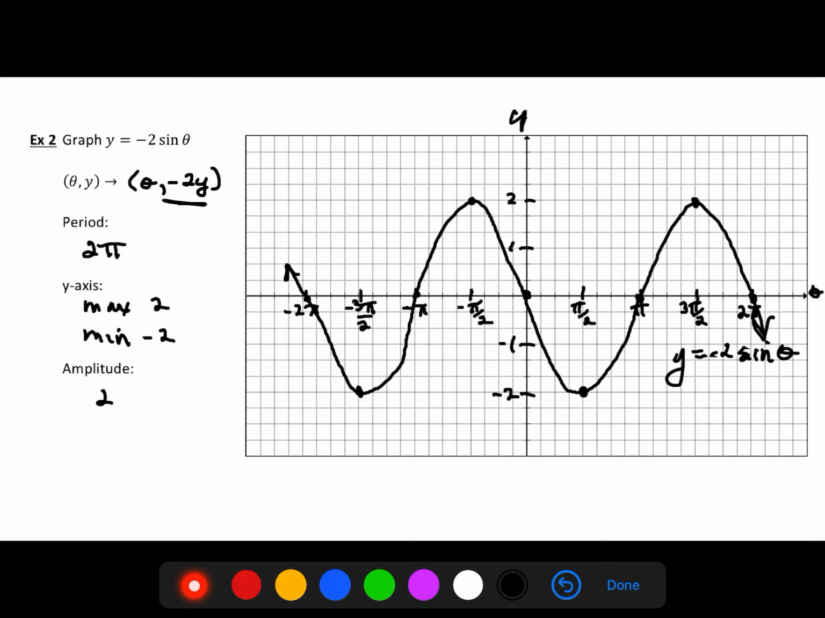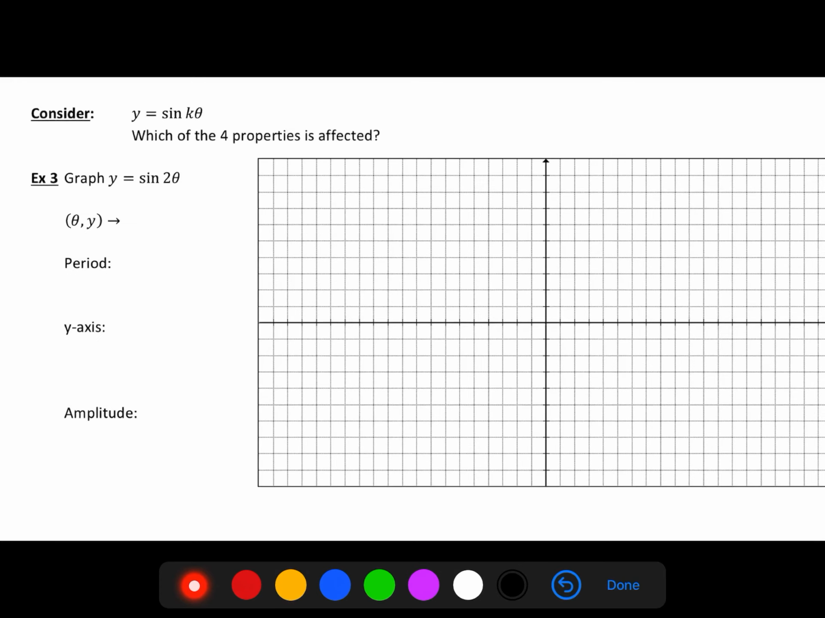Okay, so again, we can use our key points and adjust multiplying our y values by -2, or we can think about how it changes our original graph, or actually move our points as well if we wanted to use our base graph of y equals 2 sine theta.